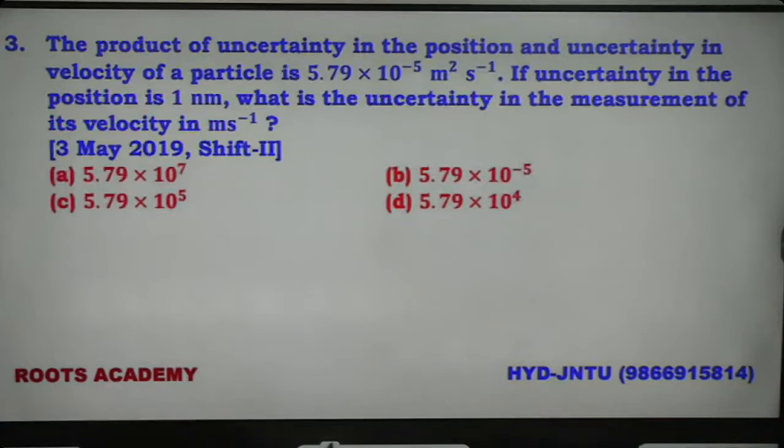నెక్స్ట్, the product of uncertainty in position and uncertainty of velocity of particle is given. If the uncertainty in position is 1 nanometer, what is the uncertainty in measurement of velocity in meter second inverse?